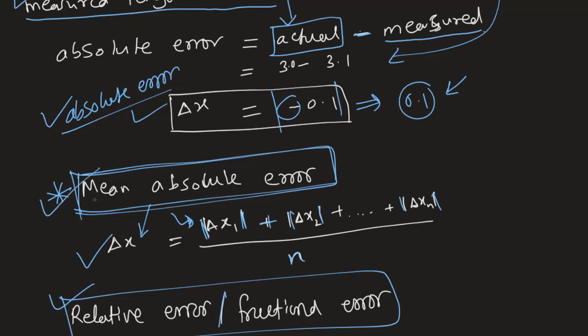So if you have a lot of readings, then we can calculate the mean absolute error and then divide it by the mean value.